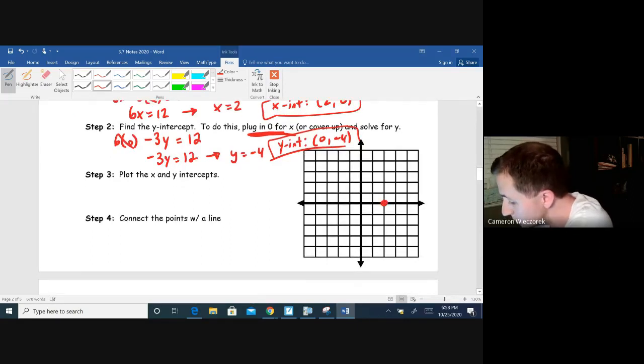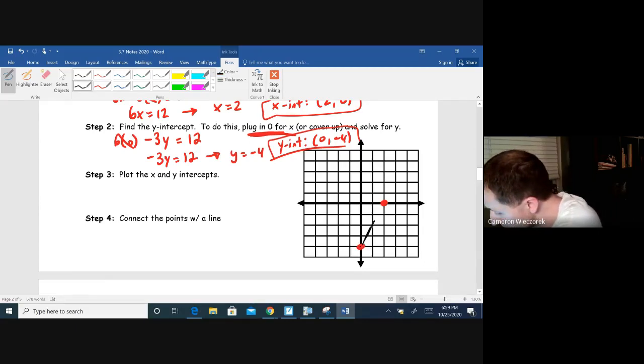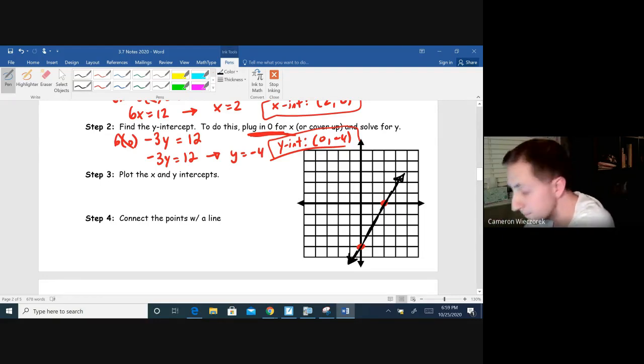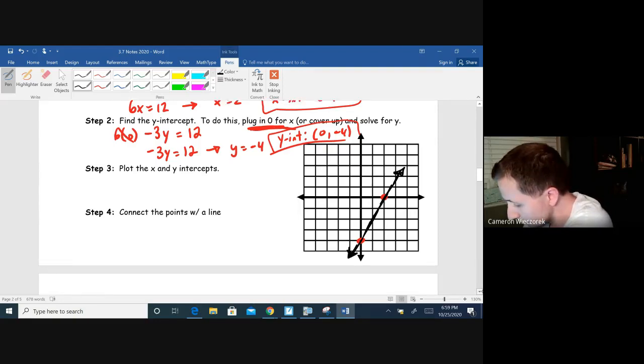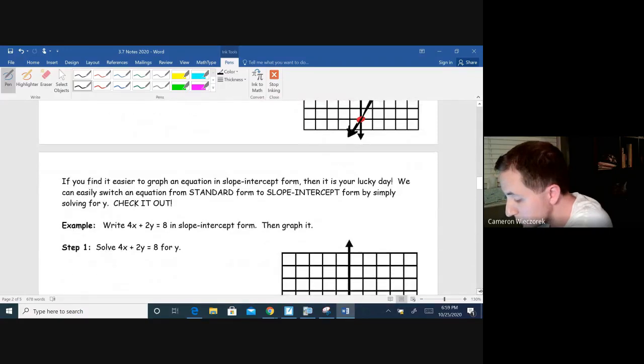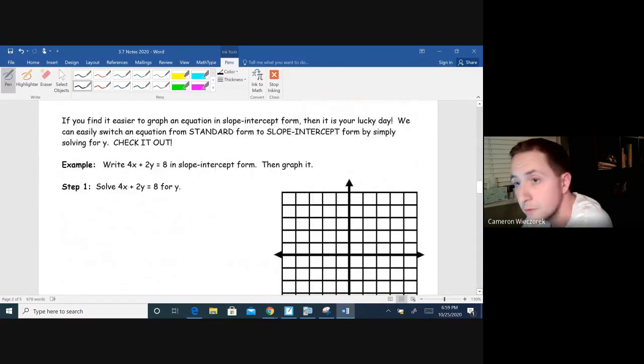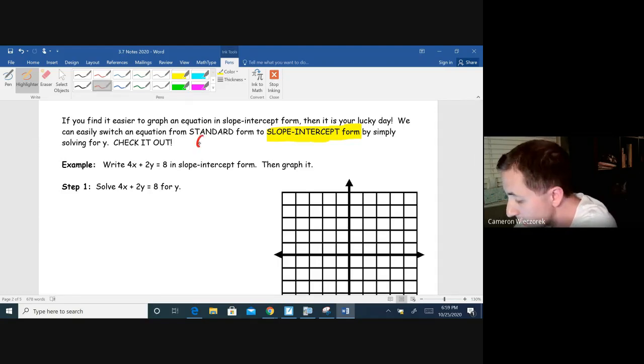Here's the x-intercept at 2, 0. Here's the y-intercept at 0, negative 4. Draw a line, and you're done. Okay, make sure you put arrows on the end of them. The other option you have for an equation in standard form, if you don't want to graph with the intercepts, you can switch it to mx plus b. You can switch it to slope-intercept form. If you do that, your job is to get y by itself.